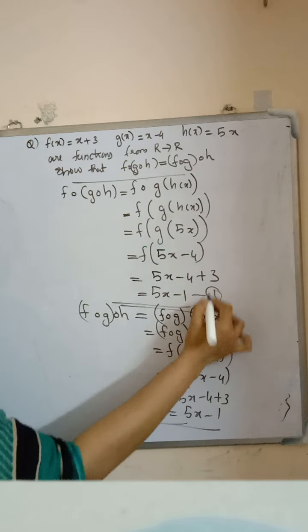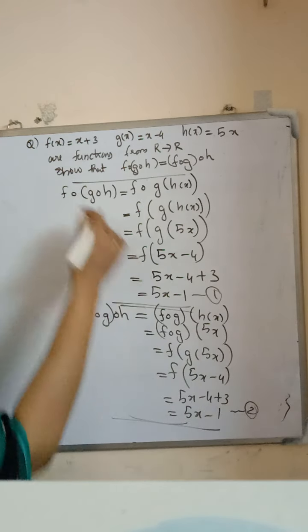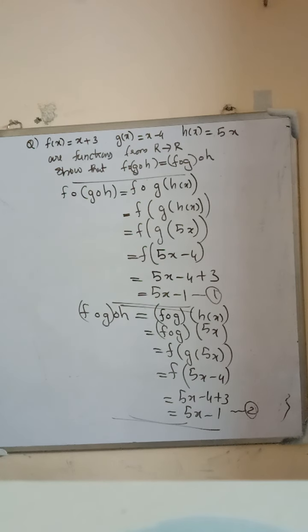From 1 and 2, it is clear that the left side equals the right side. That is, f composition (g composition h) equals (f composition g) composition h. So the operation composition is associative.